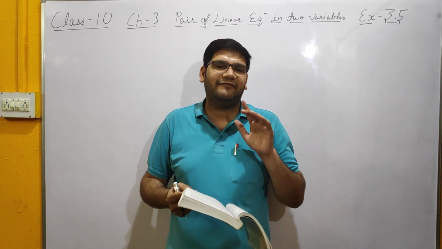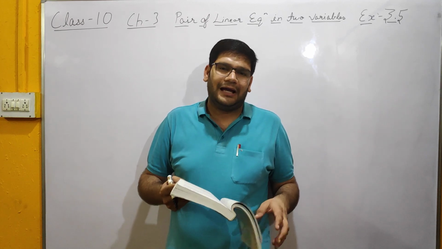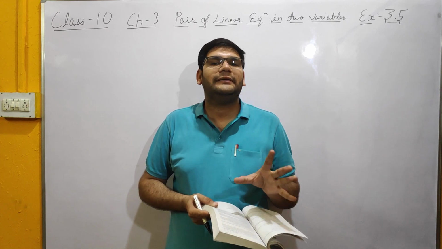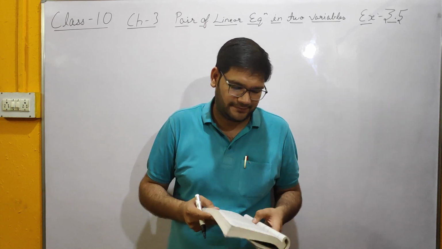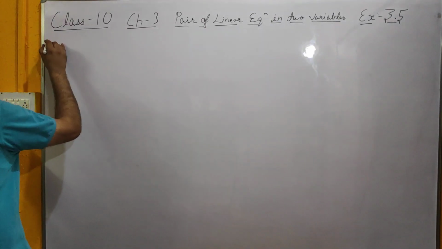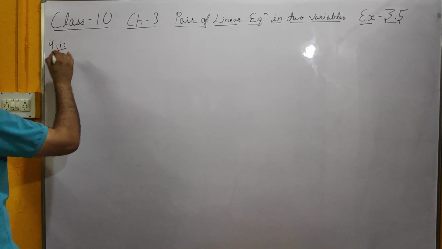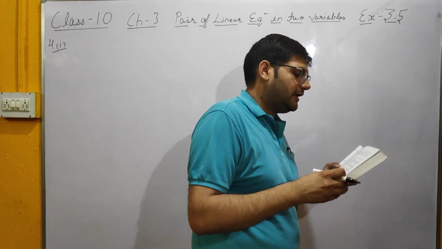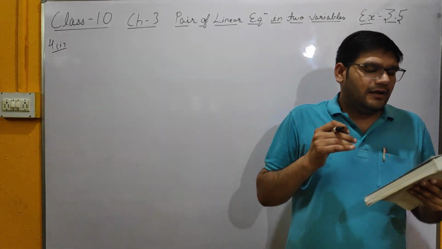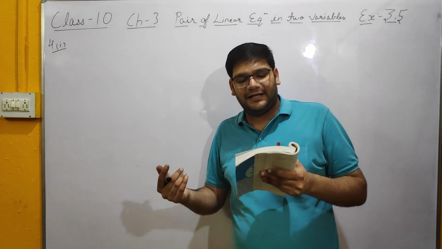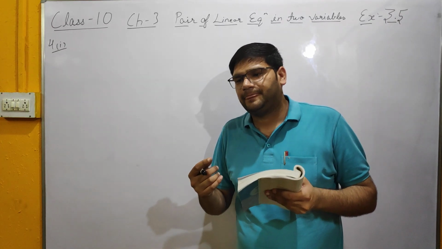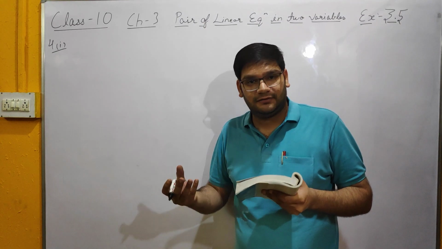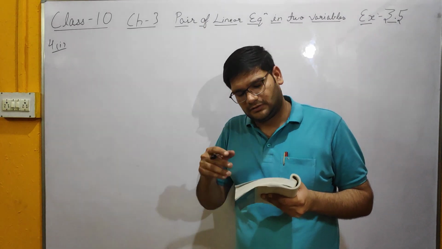Alright, so there are 5 parts of question number 4. I'll make the equations, and then you just choose any method, solve and find the answer. So first part, question number 4, first part. A part of a monthly hostel charge is fixed, and the remaining depends on the number of days. We have done this type of question earlier: hostel charge, taxi fare, library, where there was a fixed charge. So same type of question.